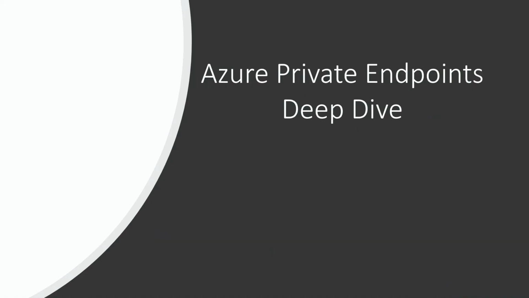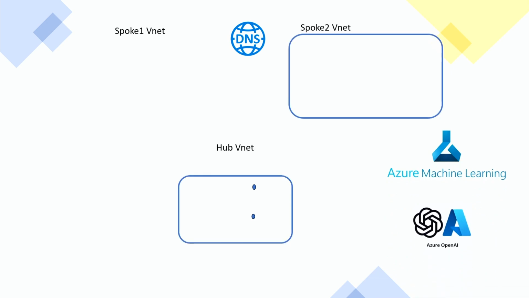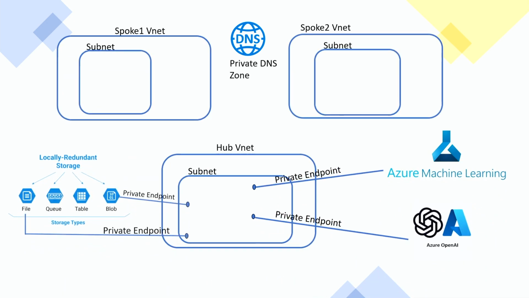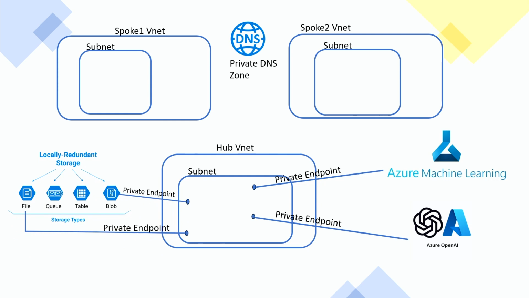Today we're going to be doing a deep dive into Azure Private Endpoints. And in order to do that, I'm going to go through a process where I'm going to be using a lot of different services to get the point across. In other words, I'm going to be using Azure Machine Learning, Azure OpenAI, and Azure Storage, and how those private endpoints all connect into one hub VNet.